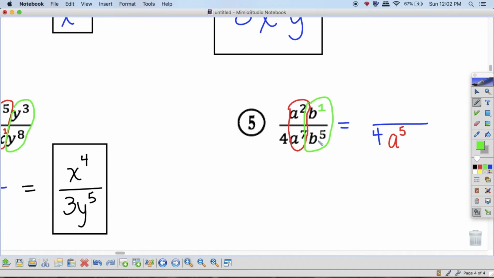Okay, so I have b to the first over b to the 5th. Where are there more b's? There are 4 more b's on the bottom. 1 subtract 5 gives me negative 4. That tells me they're on the bottom. If there is nothing on the top, we're going to put a 1.